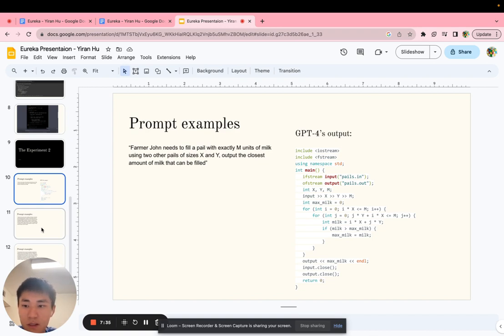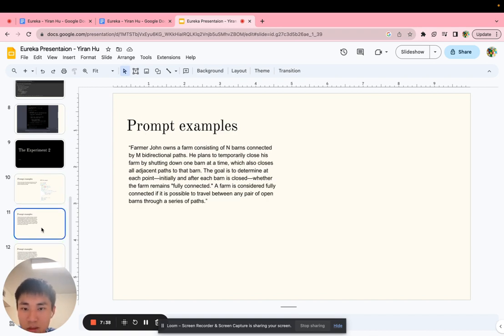And this is a silver problem, where Farmer John owns a farm of N barns connected by M roads. He is going to close one barn at a time, and every time he closes a barn, you want to output whether the remaining barns that have not been closed yet are connected or not. It's pretty complicated in nature.